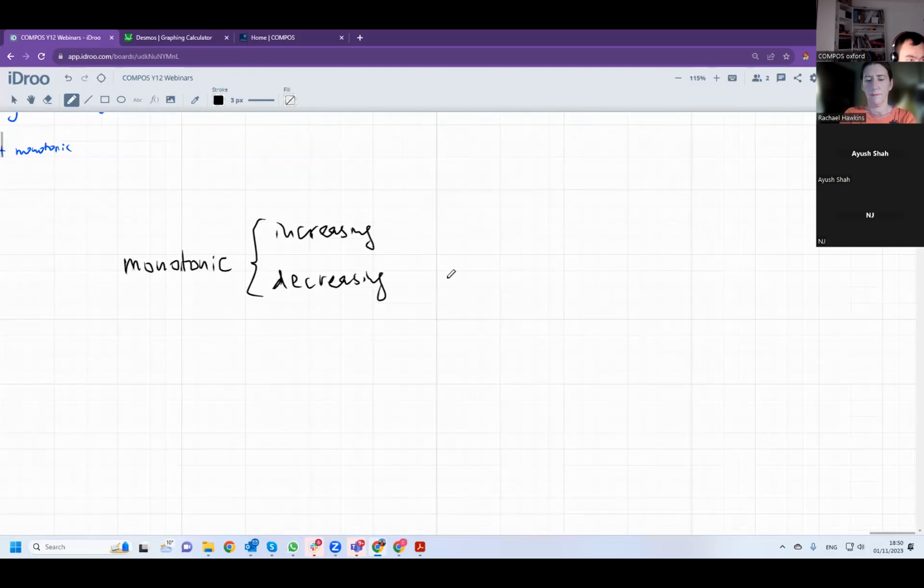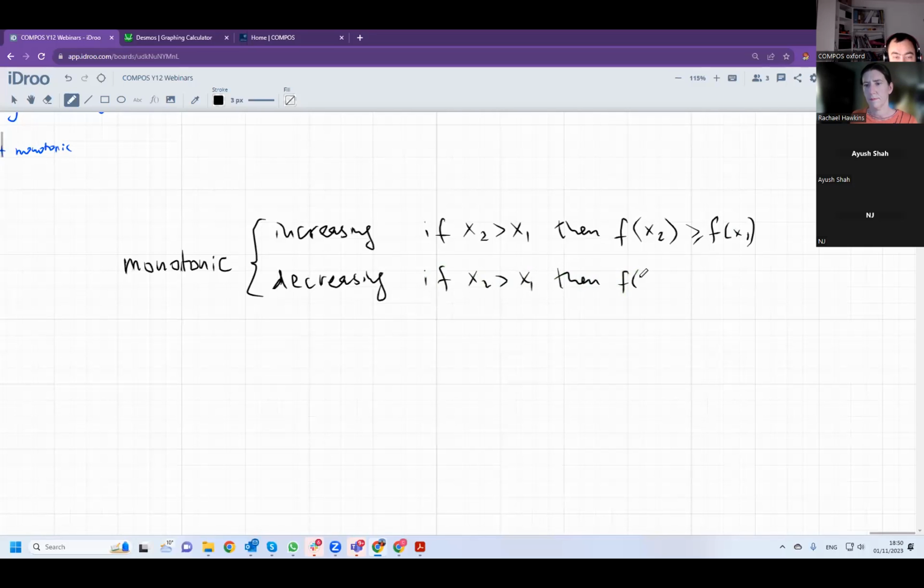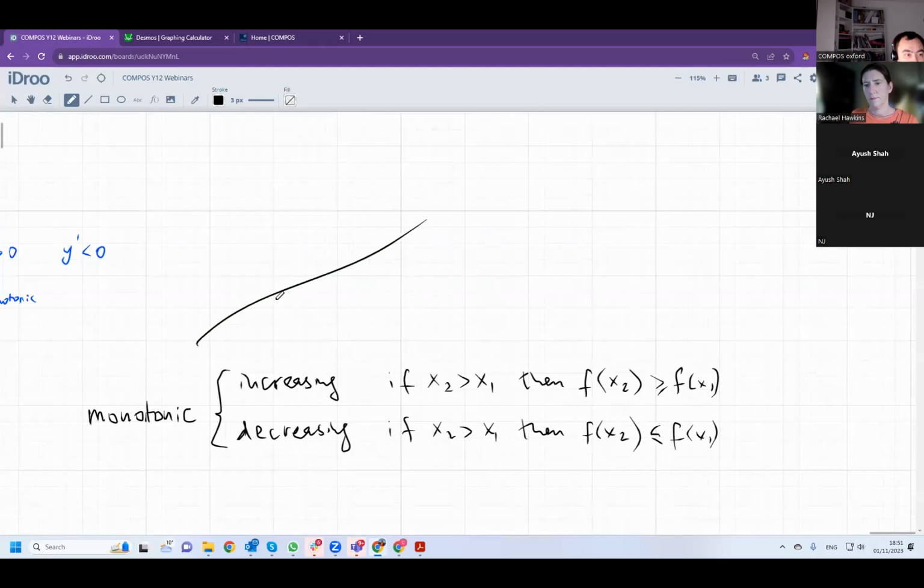If it's an increasing function, then if x2 is greater than x1, then f of x2 is greater than or equal to f of x1. Monotonic decreasing, if x2 is greater than x1, then f of x2 is less than or equal to f of x1. So simply, if you take 2 points, x1 and x2, this one is higher. So the function is going up. And a decreasing, if you take x1 and x2, the function is going down.